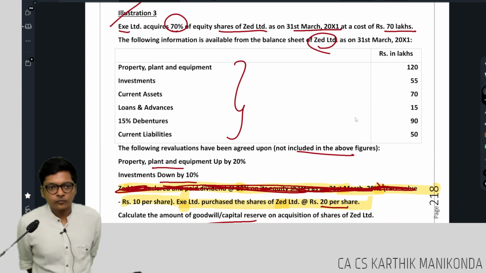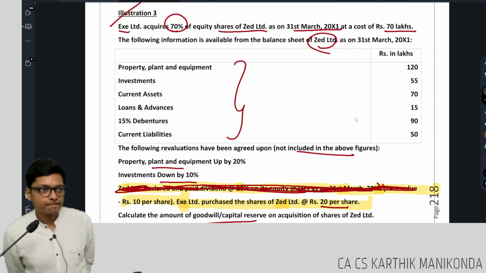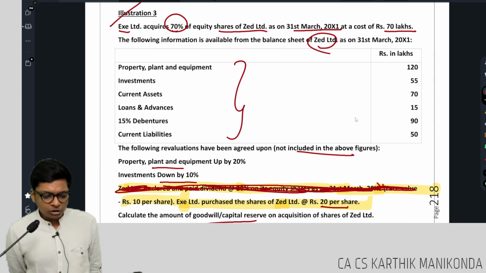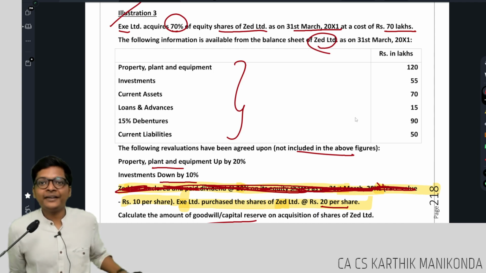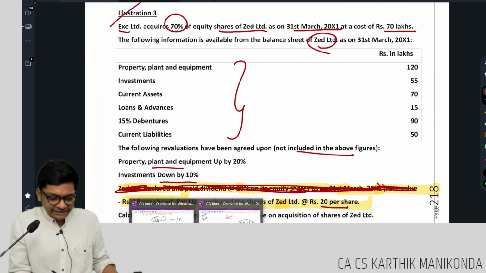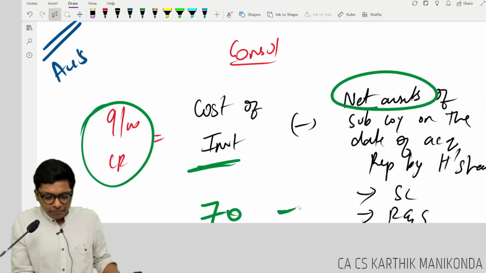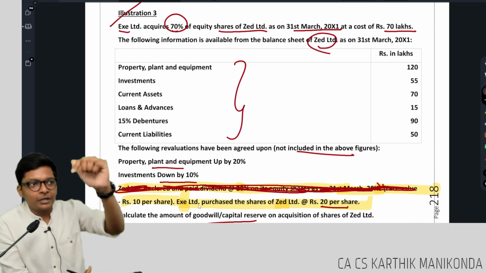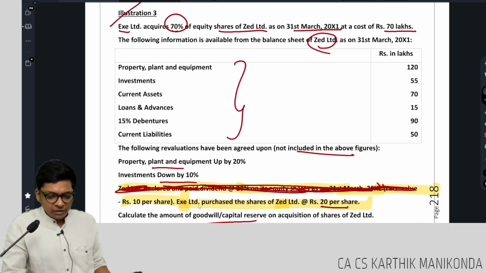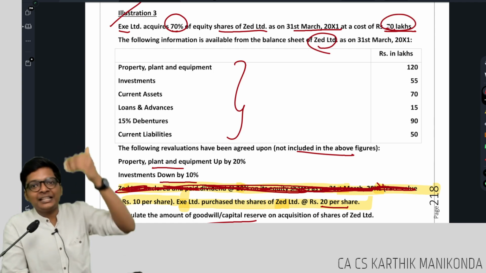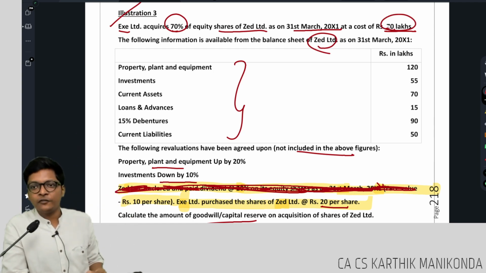Please compute. Compute guys. What is the cost of investment? It's given. I didn't have to find anything, which is how much guys? 70 lakhs minus what I got only I have to compute. Correct? Cost of investment is 70. Where it's given? Question first line. Dinesh, are you following?